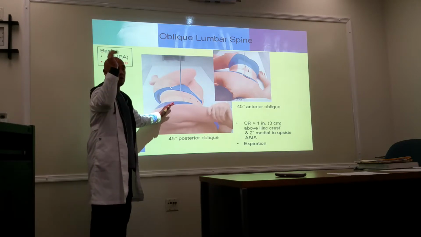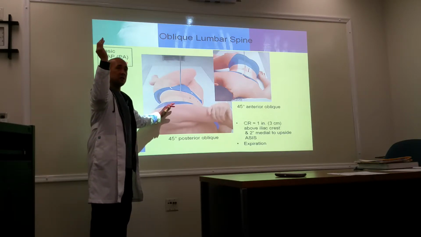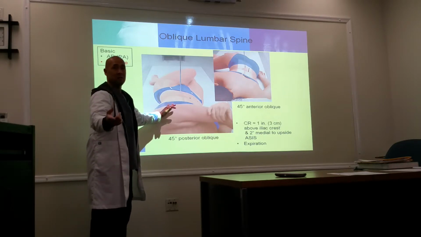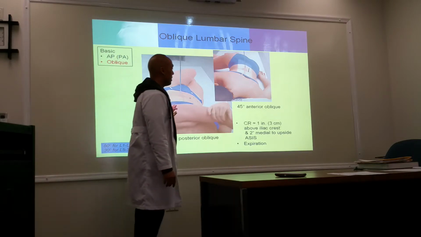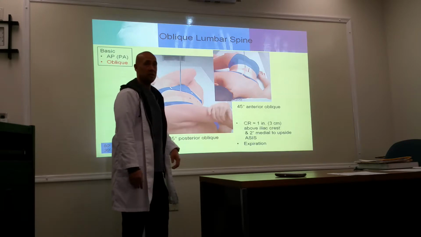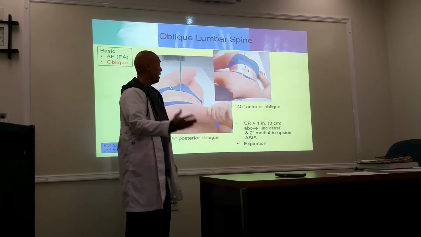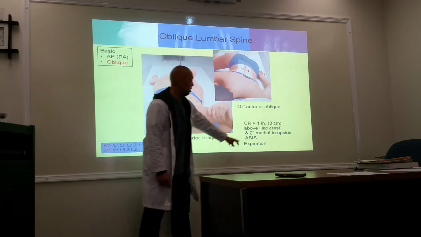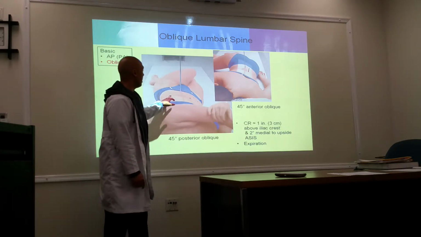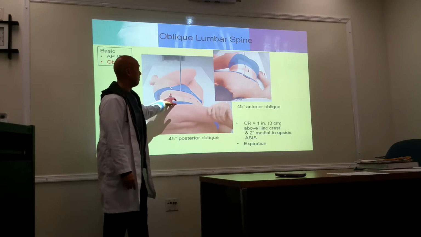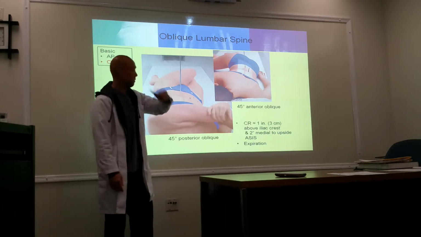Oblique, are you using a large image receptor? We use the same one all the way through. And are you centered at the crest every single time? I think so, yeah. Okay. If you are using a smaller one, go about 1 inch above the crest. If you are using a larger image receptor, it would be right at the crest. But what's important here is you want to go 2 inches medial to the upside ASIS. Yes? If we're going posterior oblique?